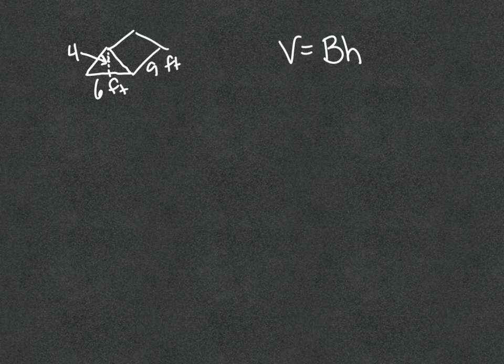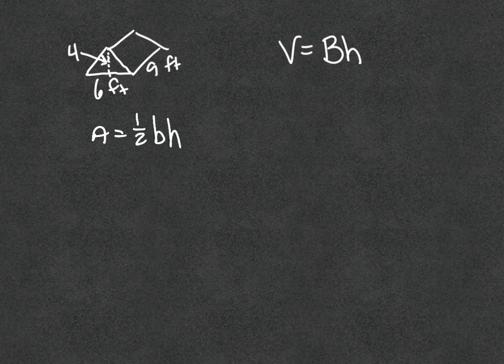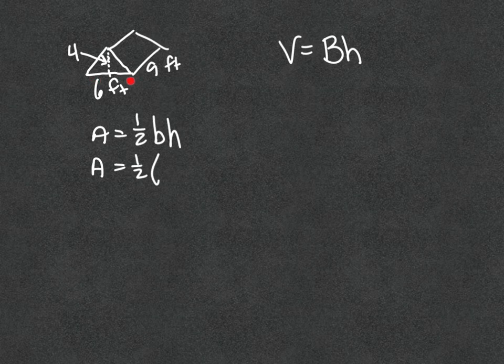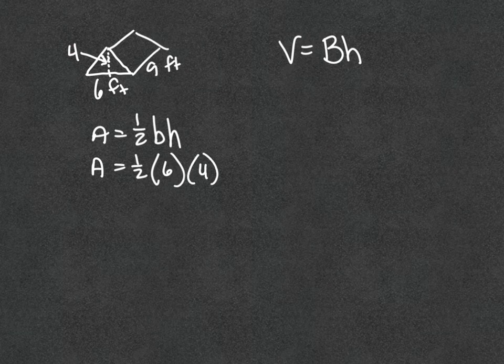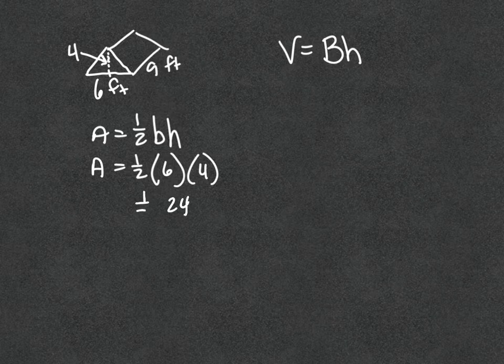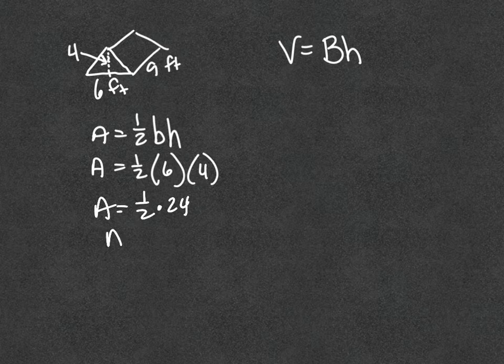So here's my base. It's the triangular part. So my step one is find the area of the base. I'm going to use my triangle formula because that's a triangle, and I'll fill in my numbers. The base is 6. The height is 4. Multiply all of that together. I'm going to get 6 times 4 is 24. Cut that in half. Area is going to equal 12.